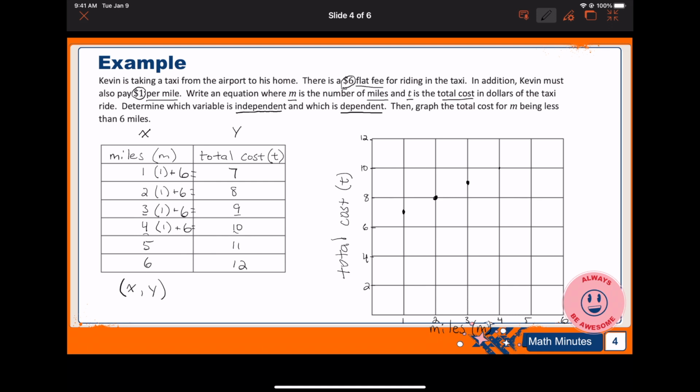So we're seeing that we have different representations here for the same information. We have a table and we have an equation and we have a graph that both represent the exact same thing. They represent this situation of Kevin taking a taxi. So regardless of which way we display the data, they mean the same thing, but we can do different things with them from the different information.